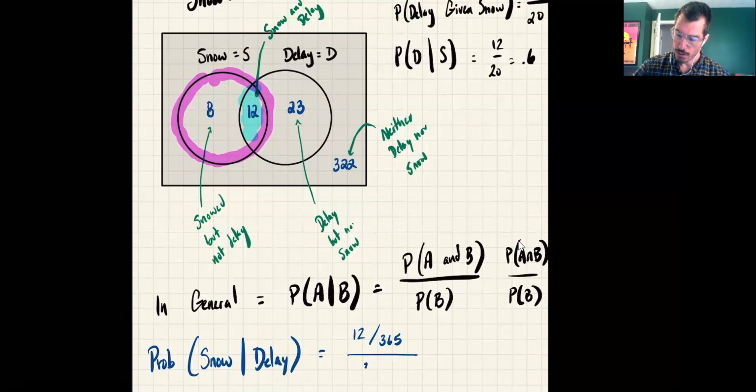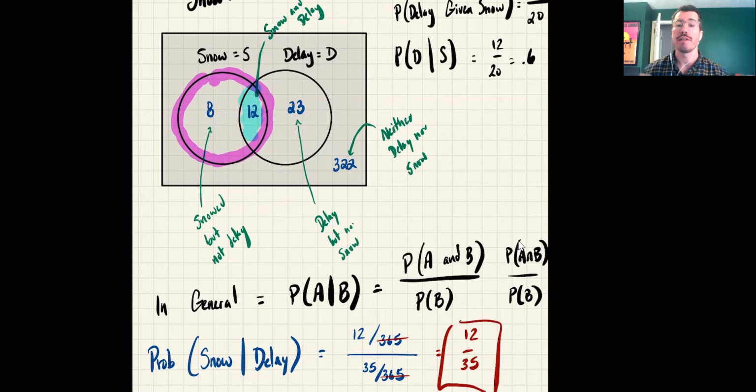That is 35 out of 365. These are going to cancel. And I get 12 out of 35. So there we see that conditional probability. We reverse the conditioning. The probability of a delay, given that there's snow, is 12 out of 20, or 0.6. The probability of snow, given that there's a delay, is 12 out of 35. This conditioning is all of a sudden changing what we're considering the whole.